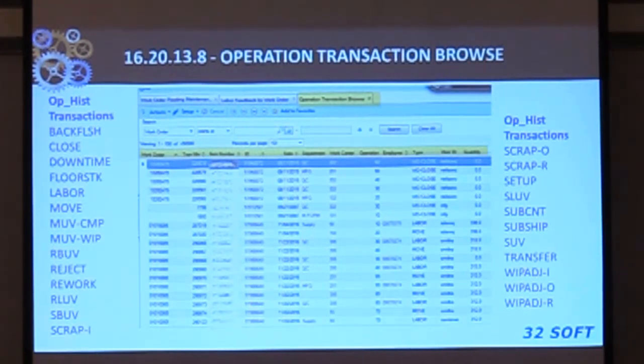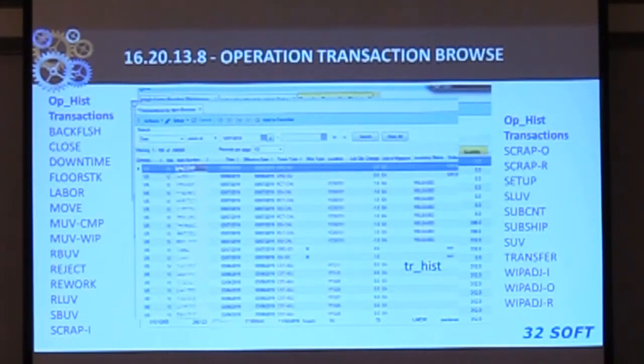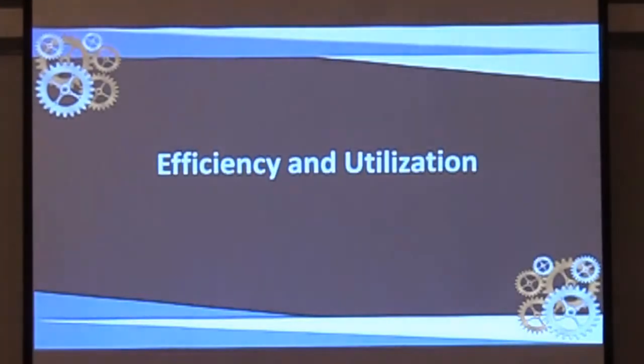16.20.13.8, the operation transaction browse. If anybody has been in there, that's a very, very handy set of information. It comes out of the op_his table, and it tells you everything that has happened out on the shop floor. The other table that's very handy to become familiar with is tr_hist. That again is going to be all of the issue and move transactions, shipments of POs, work order receipts, purchase order receipts, etc. So these are all the op history transactions that you can find in there.